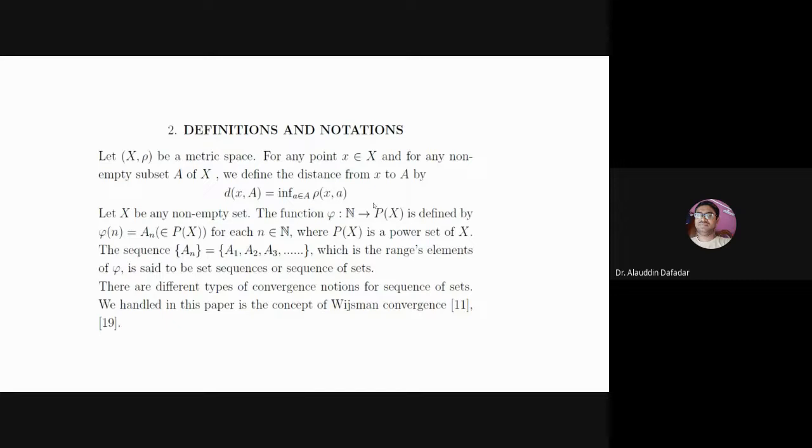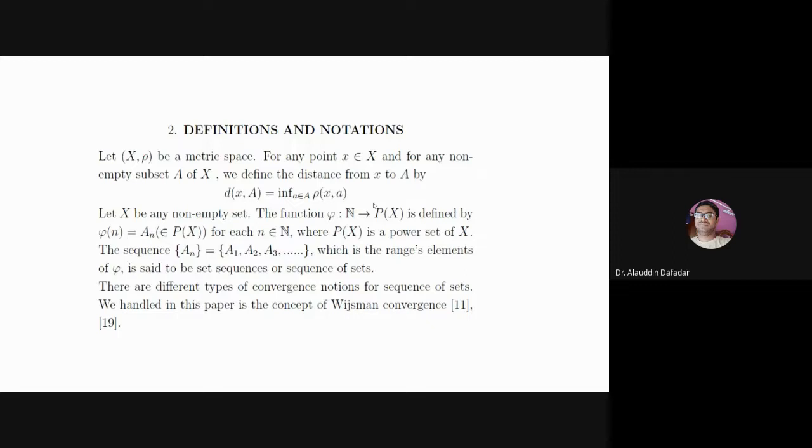Now, these are the simple definitions for convergence of sequences of sets. Let (X, rho) be a metric space. For any point x in X and for any non-empty subset A of X, we define the distance from x to A, d(x, A), equal to the infimum of the collection of the metrics rho(x, a). Let X be any non-empty set. The function psi from N to the power set of X defined by psi(n) equal to A_n. Then the collection of A_n, that is A_1 to A_n, is called the range elements of psi, and it is called the sequence of sets.